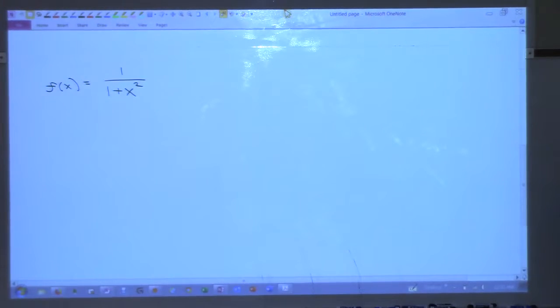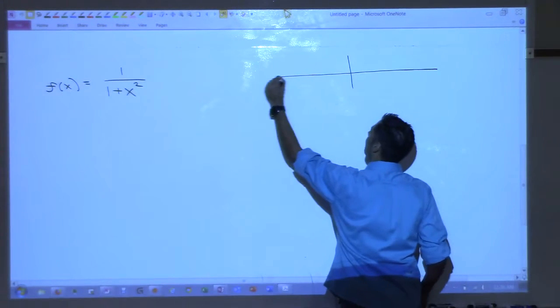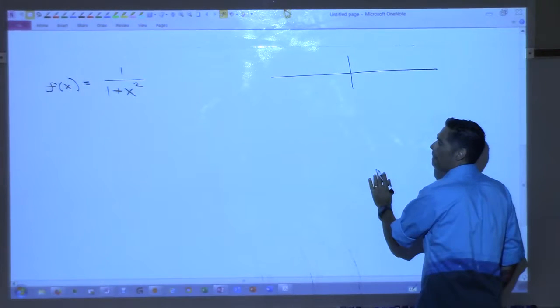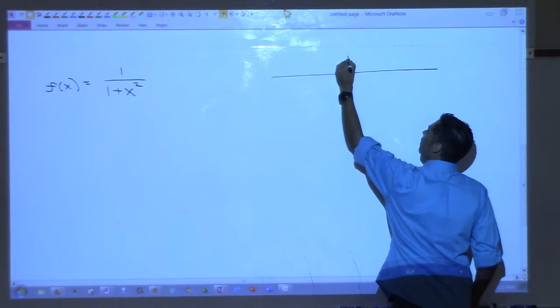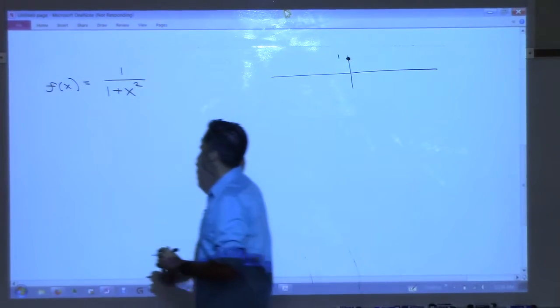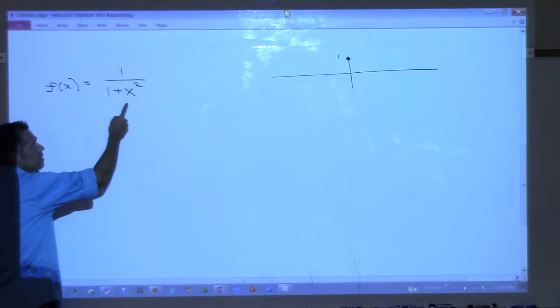All right, got that function? I want to look at that function because we actually haven't really spent any time looking at this thing. I'll draw it for you real quick. What's the value of that function at 0? 1? Okay, so tell me what happens. If I plug in 1 to this, what's the value? A half.